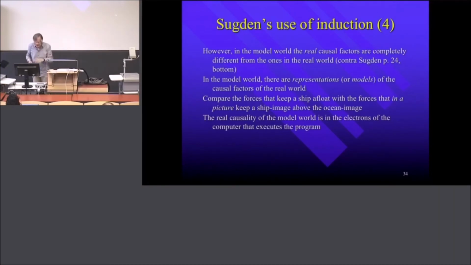The real causality in the model world, if you have the model world on computers, is the electrons of the computer that executes the program. That's the real causality. This is why different effects come, because you have electrons there and the hardware and the software, and that regulates things in the same way that they may represent the causality of the real world, but the causality itself is utterly different. It's something completely different, the same as in the ship image and the real image. So it's false that it's the same causality.